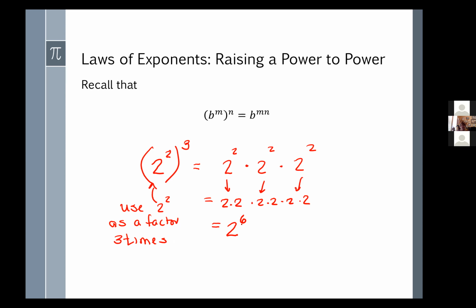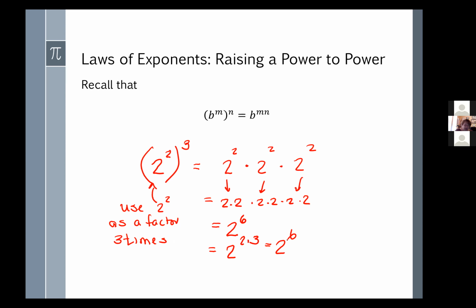So what we've demonstrated is that we could have raised 2 squared to the third power by multiplying the exponents together by law. It's a law. So 2 squared to the third power is 2 to the 2 times 3 by law. That's what it is. So you can raise a power to a power by multiplying the exponents.